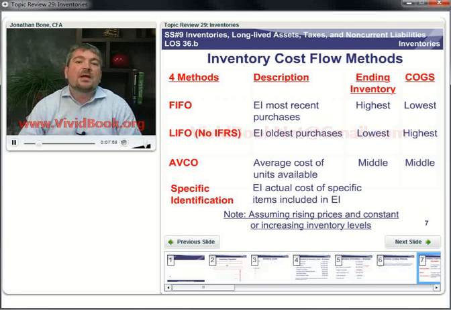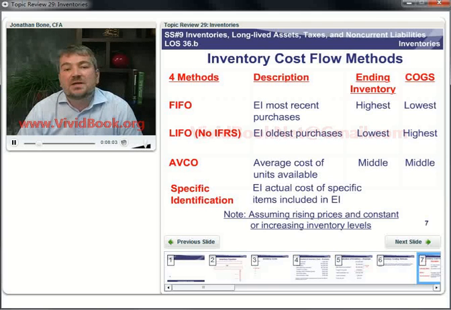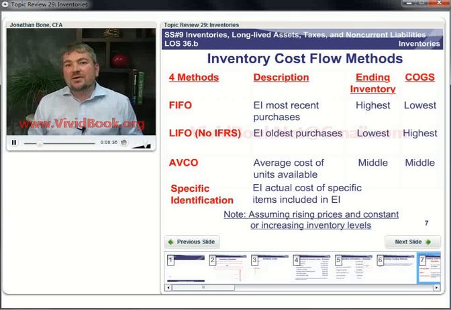Specific identification. This tends to get used for companies that maybe have inventory of very different items. So maybe you're a bespoke yacht manufacturer and you build boats to customers' specific requirements. Well, in which case each boat would be different, so you'd want to actually allocate the specific cost to each boat in your ending inventory. Or maybe very, very high value items. So maybe a diamond merchant, again, would want to allocate the actual cost of each item contained in their ending inventory. So you'd want to put in each diamond's actual price that you paid to acquire it. So that's our specific identification. Ending inventory actually includes the cost of the specific items included within that ending inventory.